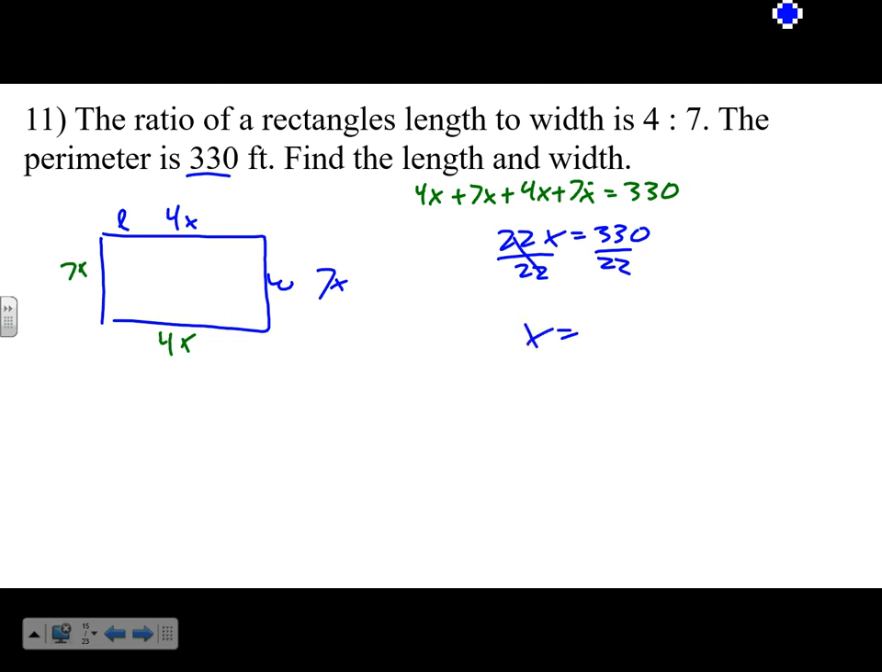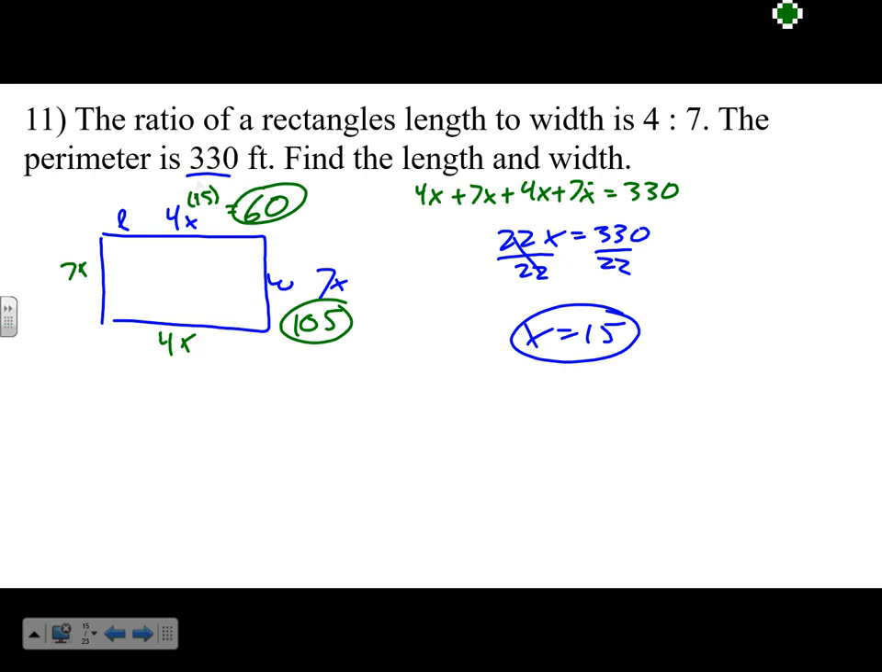x is 15. So since we found 15, what's the length and the width? We now need to plug that back in. 4 times 15 is 60. And 7 times 15 is 105. So that is the length and the width.